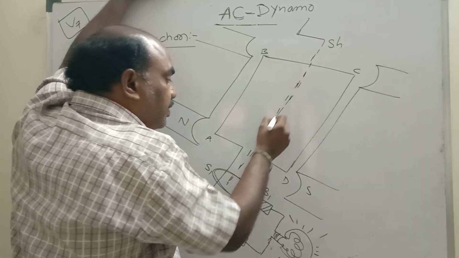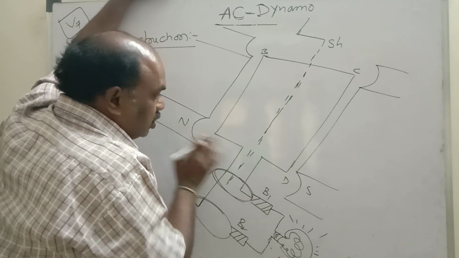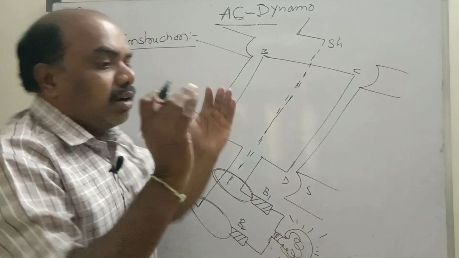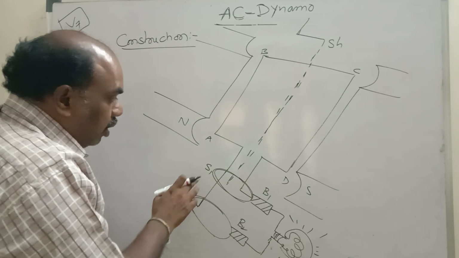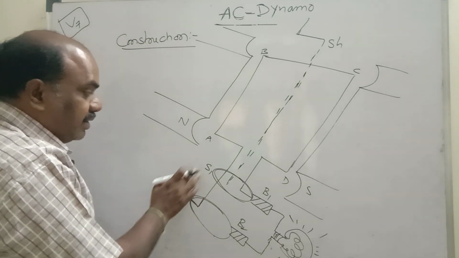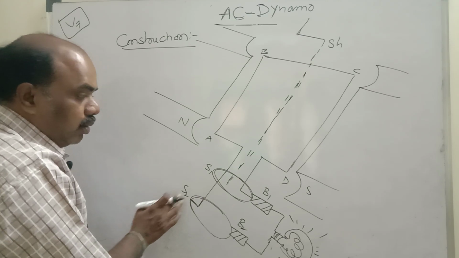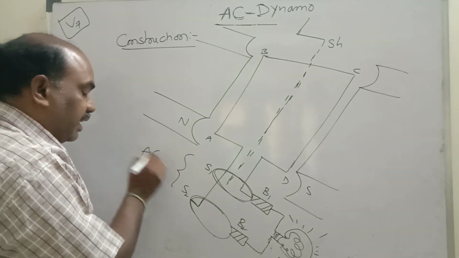This is called shaft. This armature and shaft is fixed between two horseshoe magnetic poles. These are concave magnetic poles or horseshoe magnetic poles. Now, the two ends of the armature are connected to two slip rings. These are slip rings. What is the purpose of slip rings? These two slip rings provide alternating current.